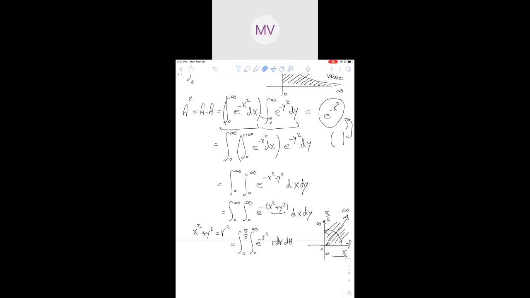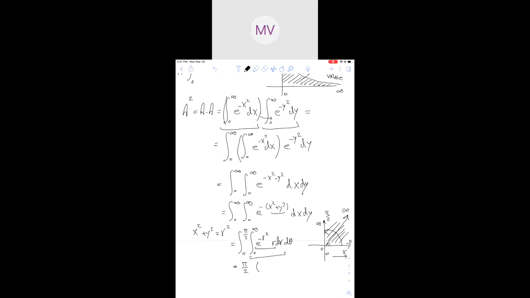So let me erase this. So that's the reason we're doing this, okay? So there's no theta in this piece, right? So theta is just going to be integration from 0 to pi over 2. d theta is pi over 2. And what is your integrand? Your integrand is r e to the negative r square.